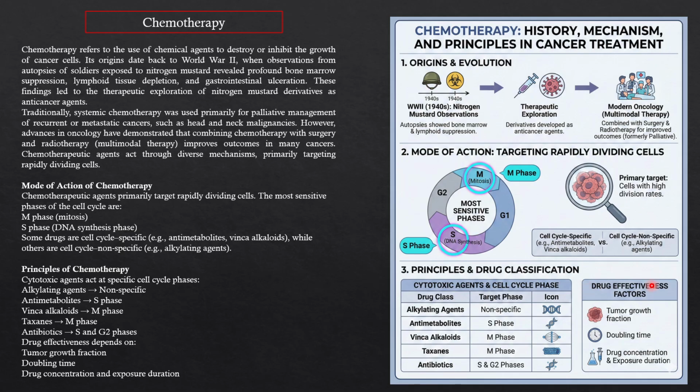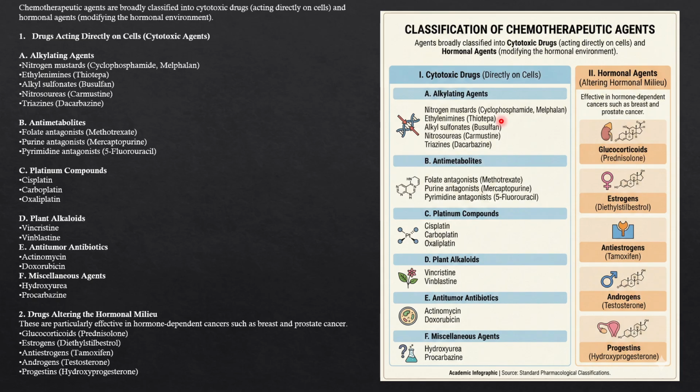The drug effectiveness factors are the tumor growth factor, doubling time, the concentration of the drug, and the exposure duration. Now, chemotherapeutic agents are classified into two different types. One is cytotoxic drugs, and the other is hormonal agents. Cytotoxic drugs can be alkylating agents, antimetabolites, platinum compounds, plant alkaloids, anti-tumor antibiotics, and miscellaneous agents. There are some examples of these different antimetabolites, whereas hormonal agents are effective in hormone-dependent cancers such as breast and prostate cancer.